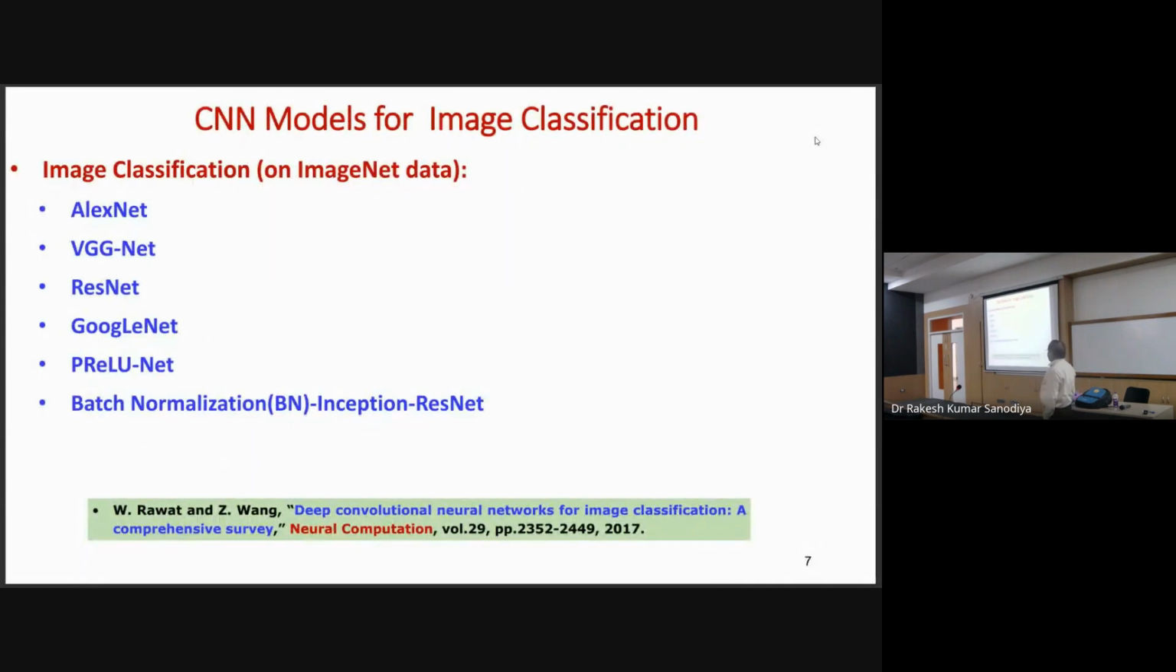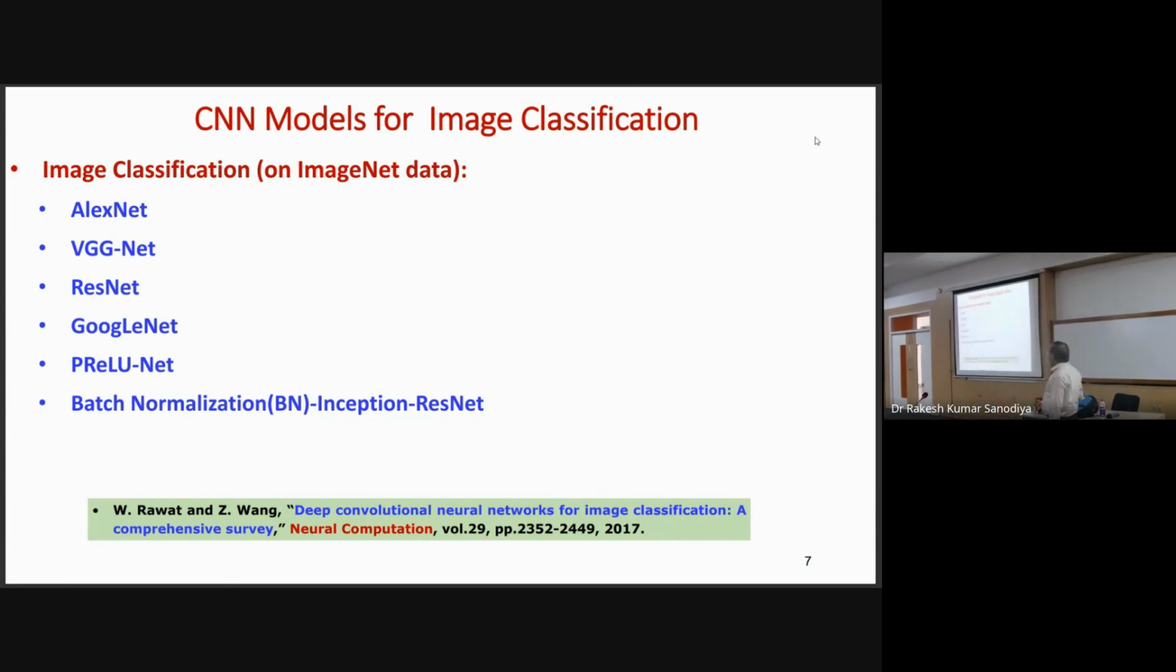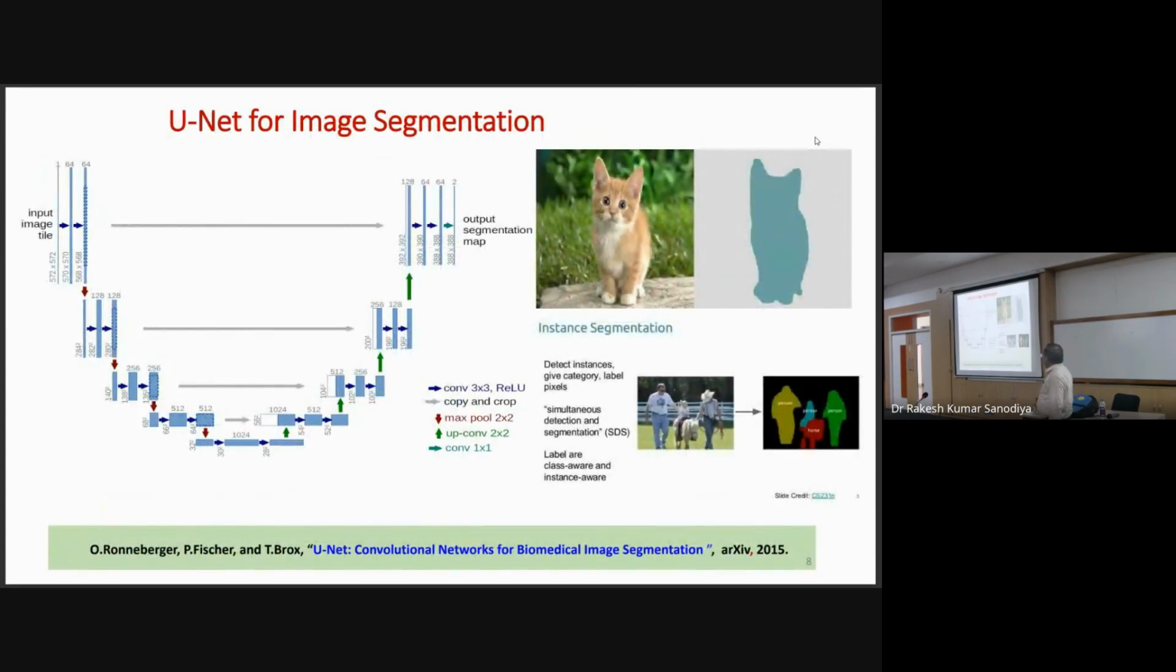And over the years, several types of deep CNN models have been explored. There is a nice survey paper which talks about the different deep CNN models for image classification and their performance on this ImageNet dataset. It tells how good these models are in performing this 1,000 class classification task. Okay. And there are many other tasks in the image domain people may be interested in. It's not just the classification task.